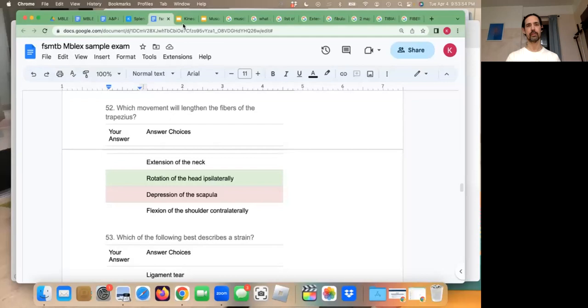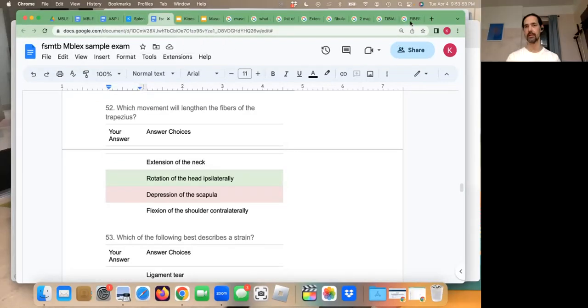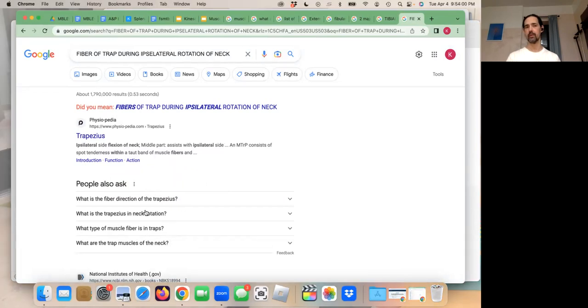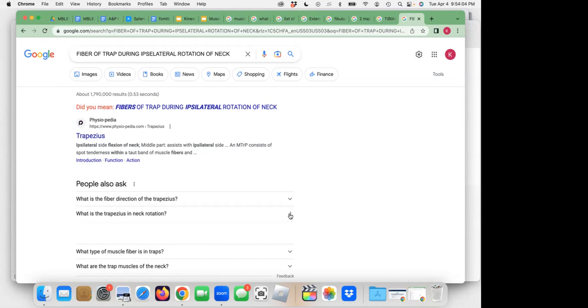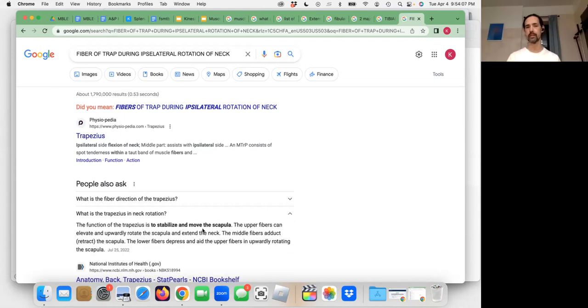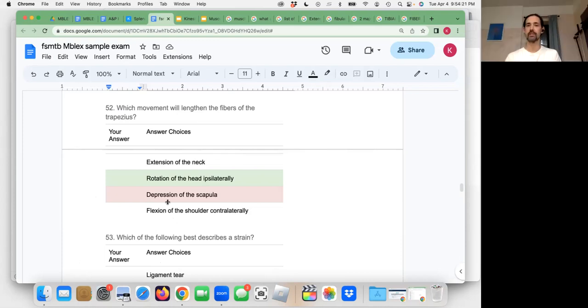It says lengthen the fibers of the trapezius, but it doesn't say upper, middle, or lower trapezius. So that's a little tricky. What is the trapezius in neck rotation? Stabilizes the scapula. Upper fibers can elevate and upwardly rotate the scapula. Middle fibers retract the scapula. Lower fibers depress and aid the upper fibers. I see. Okay. So the lower fibers depress the scapula.